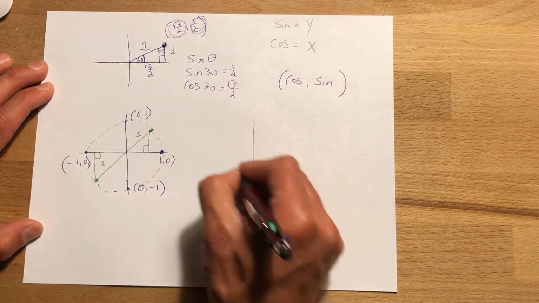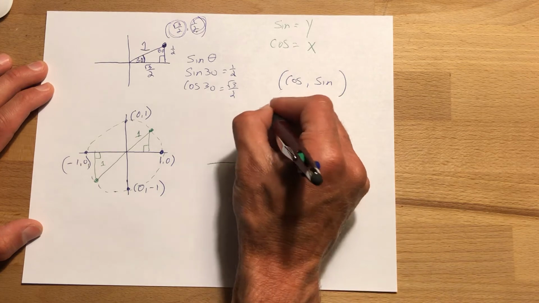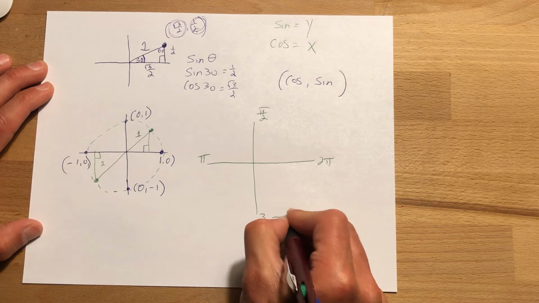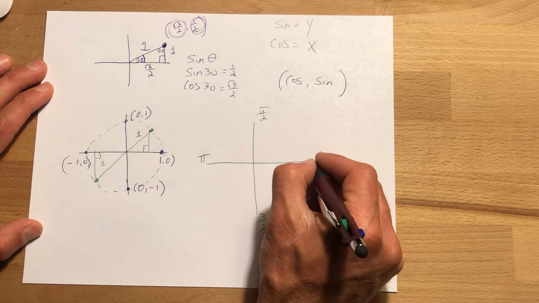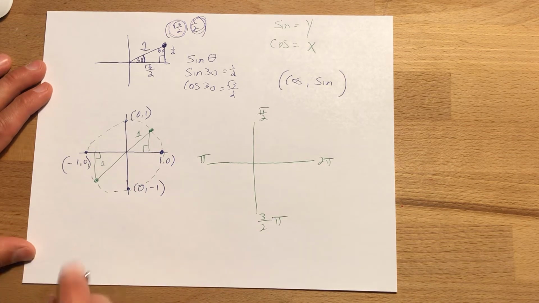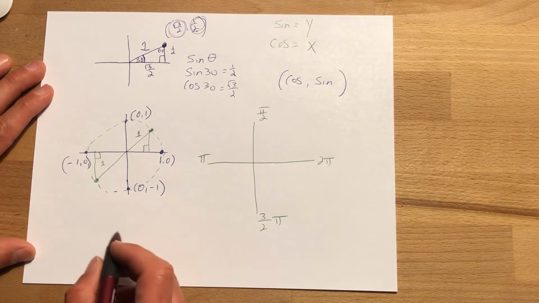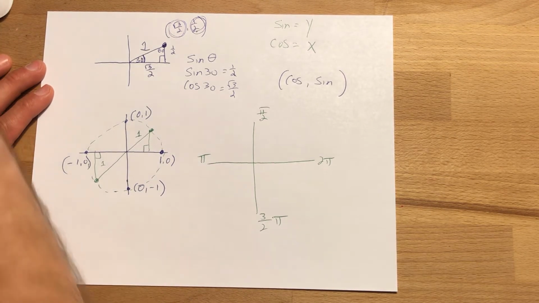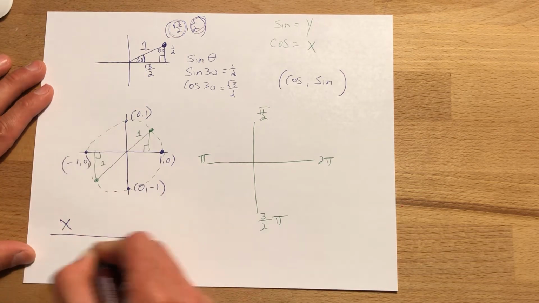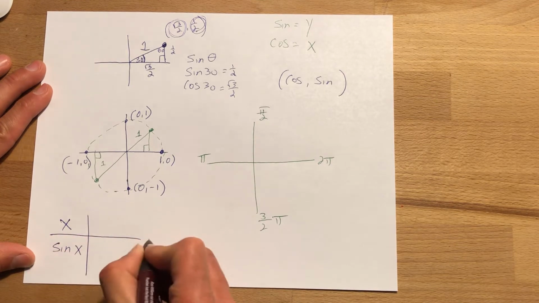But now I'm going to draw an xy coordinate plane in terms of radians. 2 pi, pi over 2, pi, and 3 over 2 pi. Okay, so I'm going to create a graph. And this graph is illustrated in the notes that you have as well. So what I'm going to do is a sine graph right now.